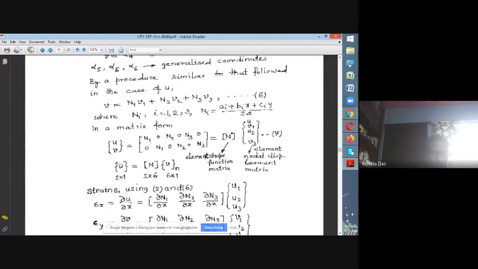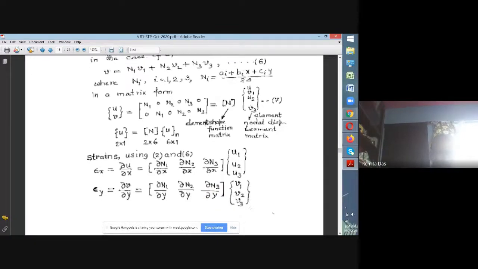So this can be written as: U at any point, which includes two displacements U and V, is given in terms of the nodal displacements of the three corner nodes U1, U2, U3, V1, V2, V3. So that's the outcome of the approximation of the surface expression, and also using the coordinates of the nodal points we get this simplified relation.